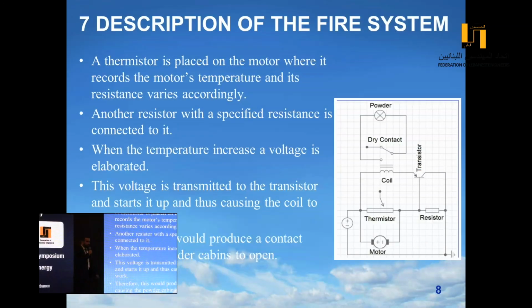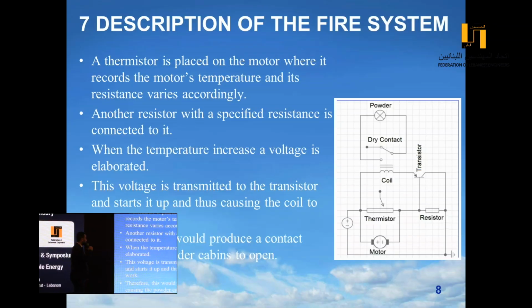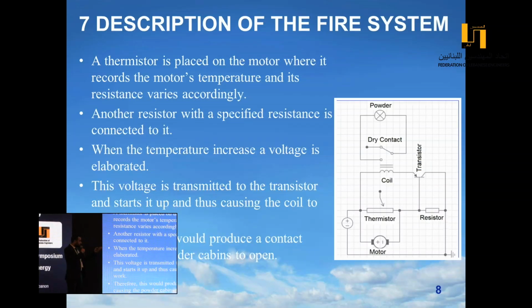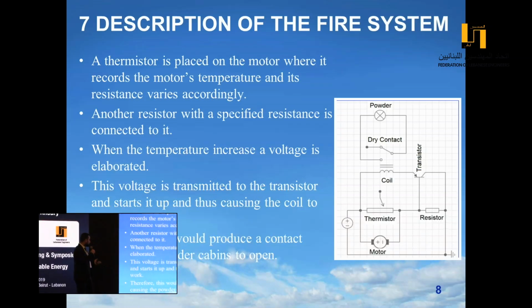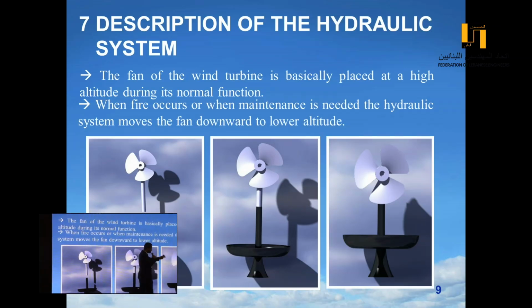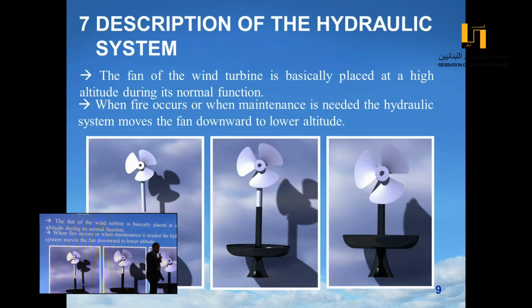Now let's talk about the description of the fire system. A thermistor is placed on the motor where it records the motor's temperature and its resistance varies accordingly. Another resistor with a specified resistance is connected to it. When the temperature increases, a voltage is developed. This voltage is transmitted to the transistor and starts it up, thus causing the coil to work. Therefore, the hydraulic system is activated and the wind turbine can move to a lower altitude.